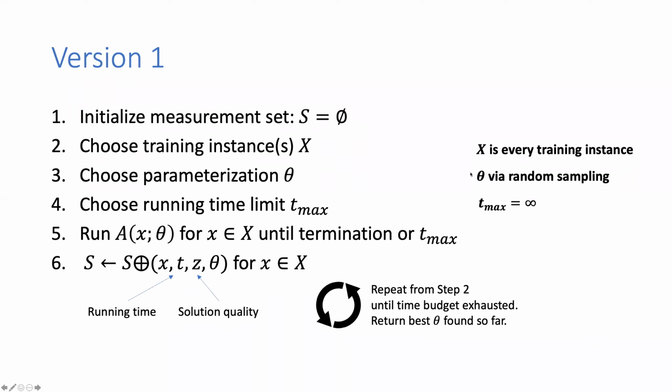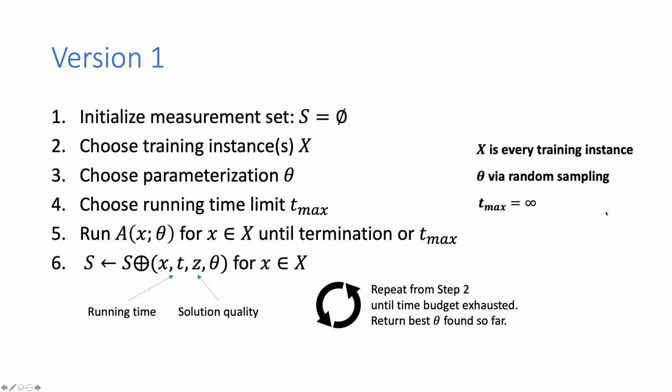So here's version 1. And I'm going to take you through just a few basic versions. Version 1, capital X is every training instance. Whatever theta we want to measure the performance of, we want to measure it on every training instance in our training set. Here we're going to choose theta via random sampling. Just choose a theta at random from our set of possible thetas. And Tmax is infinity, so we're just going to wait until the solver finishes. Or if you can't actually do infinity, some really big number that's arbitrarily large.